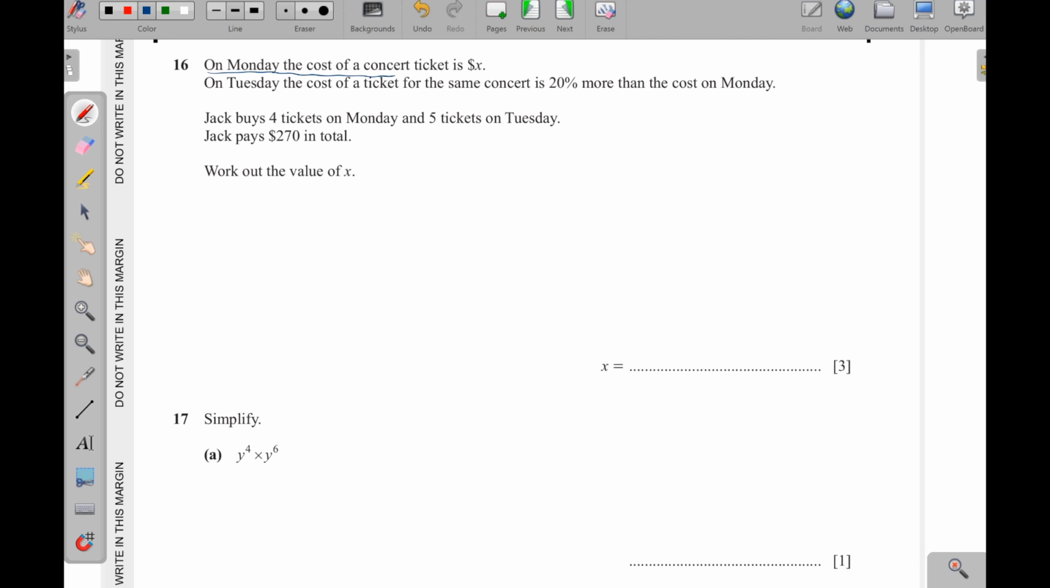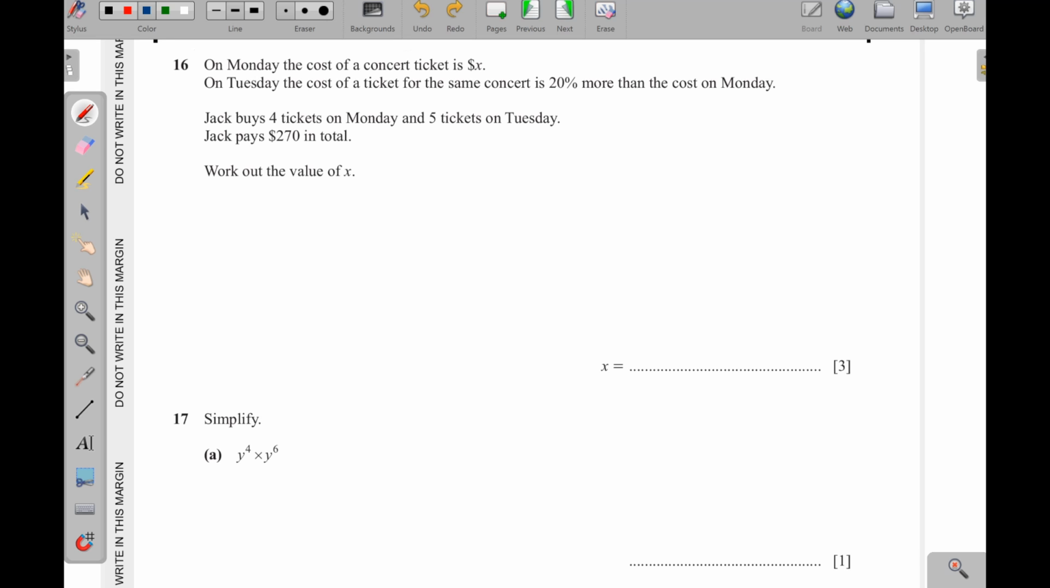Question 16. On Monday, the cost of a concert ticket is X dollars. On Tuesday, the cost of the ticket for the same concert is 20% more than the cost on Monday. Jack buys 4 tickets on Monday and 5 tickets on Tuesday. Jack pays $270 in total. Work out the value of X.